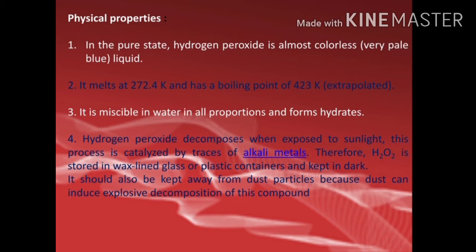Hydrogen peroxide decomposes when exposed to sunlight. This process is catalyzed by traces of alkali metals. Therefore, hydrogen peroxide is stored in wax-lined glass or plastic containers and kept in the dark. It should also be kept away from dust particles because dust can induce explosive decomposition of hydrogen peroxide.